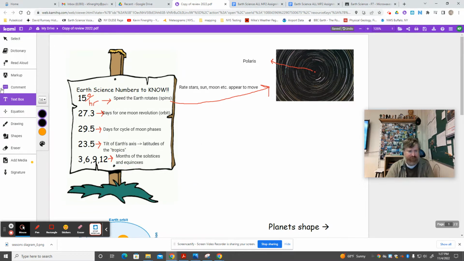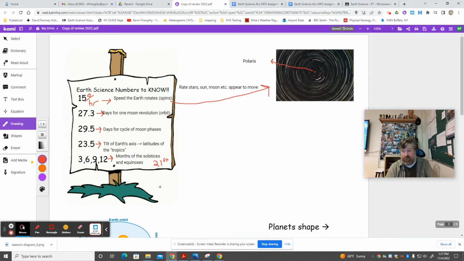On or about the 21st, maybe that should be like another number on our sign. If you want to go hard, you can say that the September one tends to be a little closer to the 23rd, but don't stress that. And really, I hesitate to even say it. If you just say 21st for all of them, we got it. So March 21st, spring equinox, 6/21, summer solstice, 9/21, fall equinox, and 12/21, winter solstice.